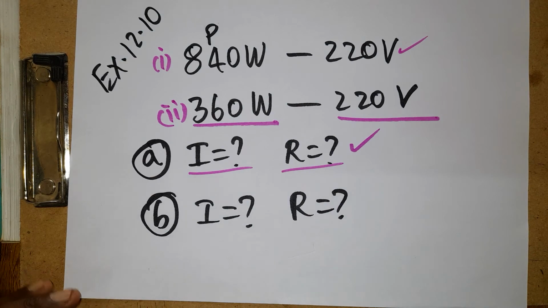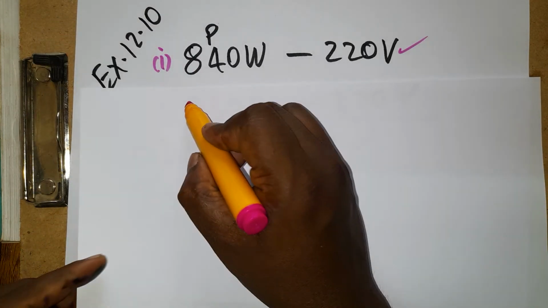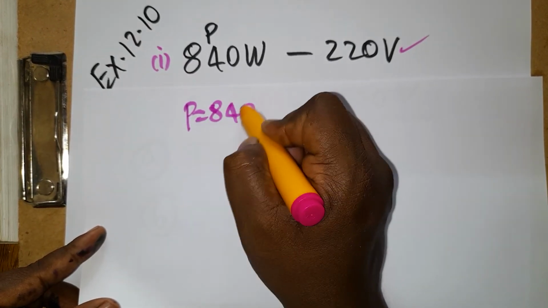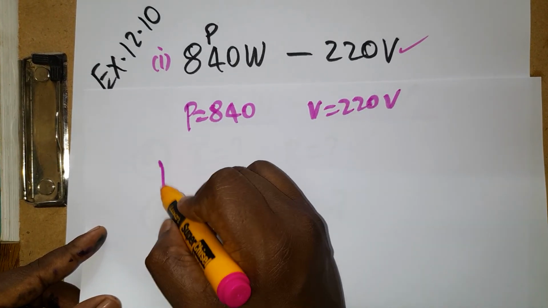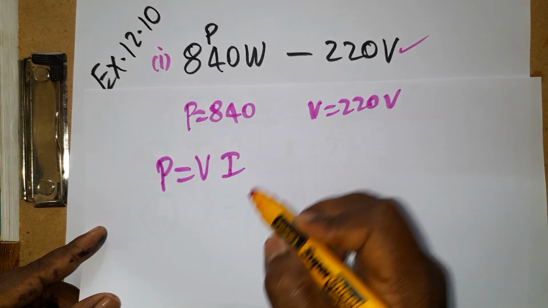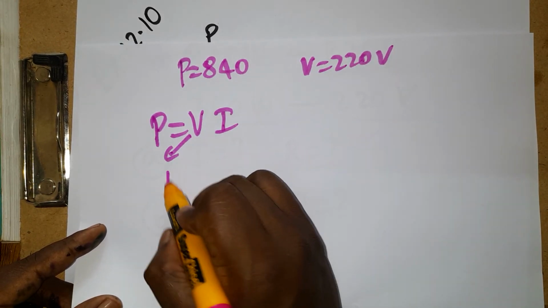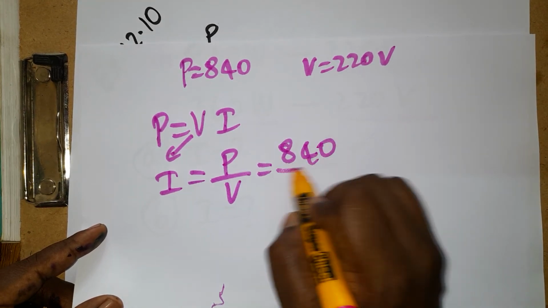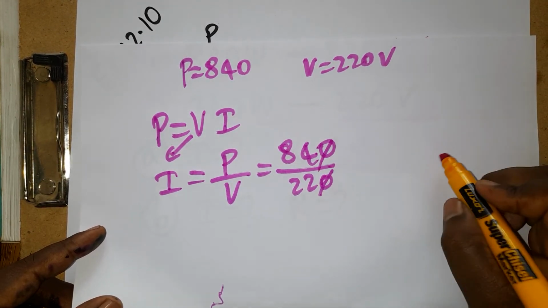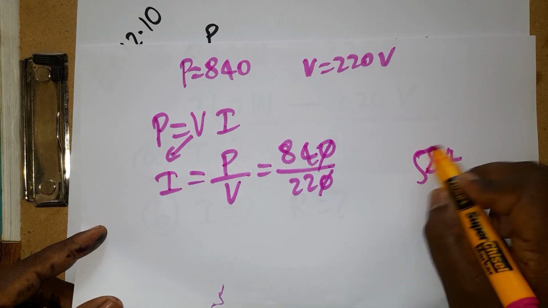So power is 840 and voltage is 220. Now we will find the current. P is equal to VI. Already I told you the formula. Bringing V over, I is equal to P by V. What is P? 840. What is V? 220. The 0 gets cancelled, so 84 divided by 22.